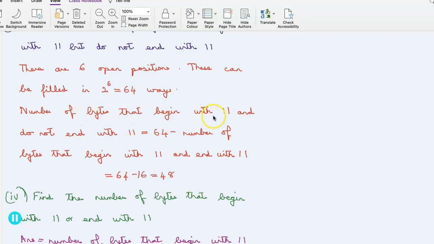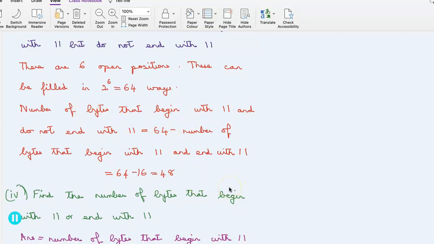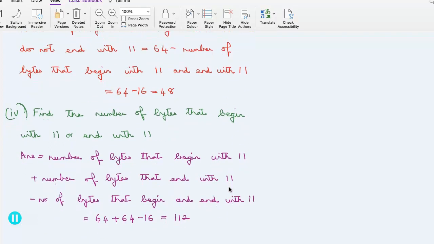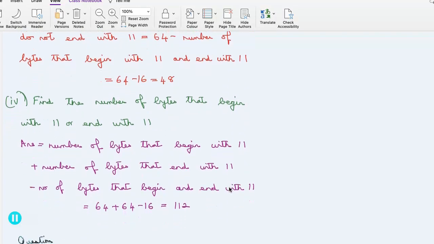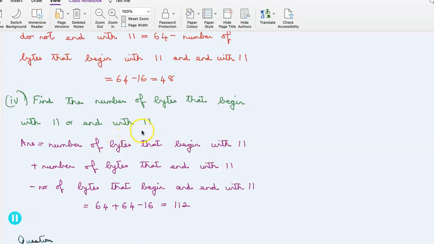Because the number of bytes that begin with 11 is 64. Find the number of bytes that begin with 11 or end with 11. So the number of bytes that begin with 11 or end with 11 will be the number of bytes that begin with 11 plus the number of bytes that end with 11 minus the number of bytes that begin and end with 11. This is like A union B. It's A plus B minus A intersection B. So the number of bytes that begin with 11 is 64, the number that end with 11 is 64, and the number that begin and end with 11 is 16. So your answer is 112.